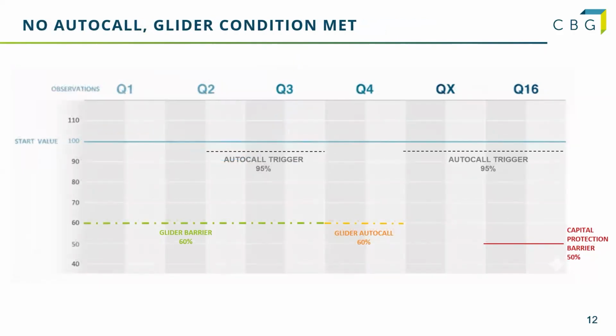In this second scenario, the note doesn't autocall in the early quarters. During the 12-month daily observation period, none of the underlyings ever fall below 60% of their start value. As a result, the glider condition is met. The autocall trigger barrier steps down from 95 to 60%, and with the underlyings being above the glider autocall level, the note matures early, and accumulated coupons are paid together with full capital, and the contract ends.